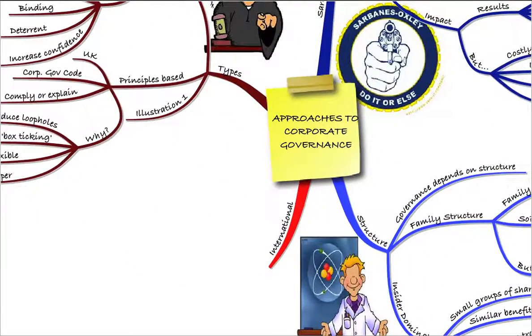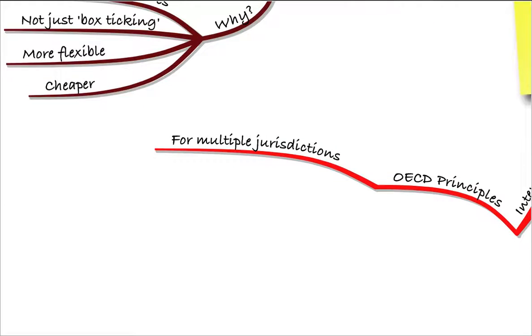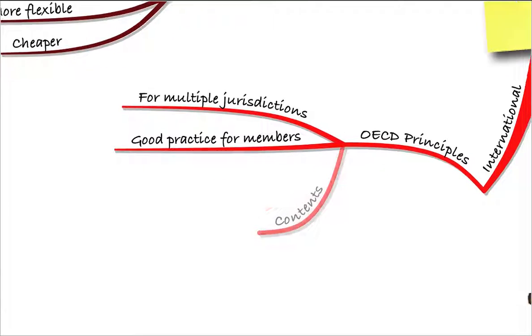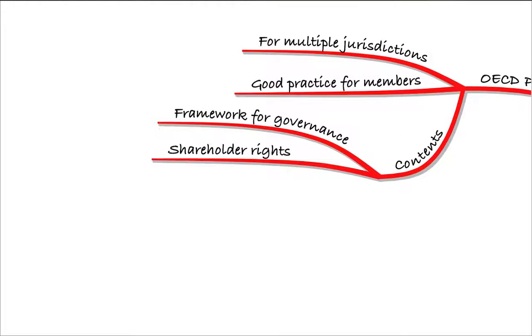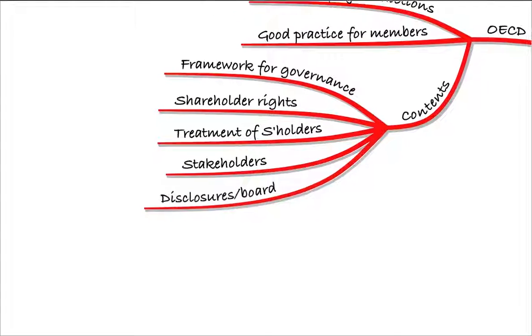Lastly, just thinking about international codes when it comes to corporate governance. The OECD principles were set out for multiple jurisdictions, so the Organisation for Economic Cooperation and Development, and this just set out good practice for management. So it's just another corporate governance code. It's much like the UK corporate governance code. It covers a framework for governance, it covers shareholder rights, the treatment of shareholders, stakeholders, and disclosures and board structure.